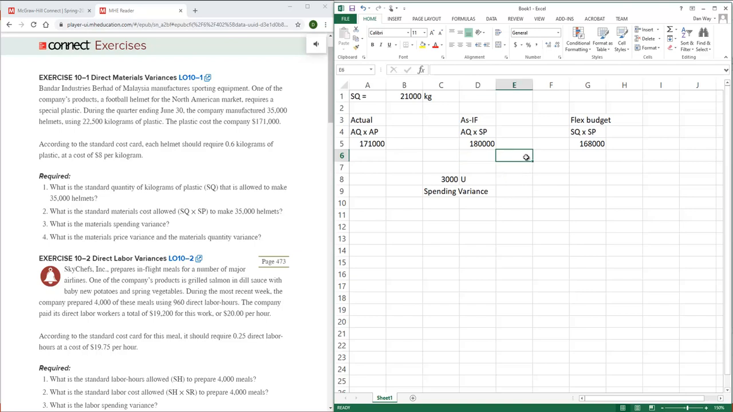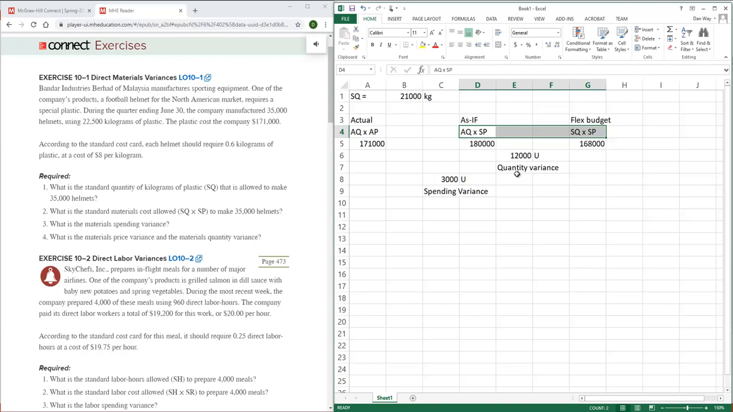So let's go ahead and find our two lower level variances here. Over here on this side, we've got our 180,000 in the as if minus the 168 from the would-be flex budget. That's a difference of 12,000. Again, the as if is greater than the flex, so we'd say that's unfavorable, and that's our quantity variance. Right? Again, that's the difference in total spend that's caused by a difference in the Q's, the quantity of the plastic we've used in this case.